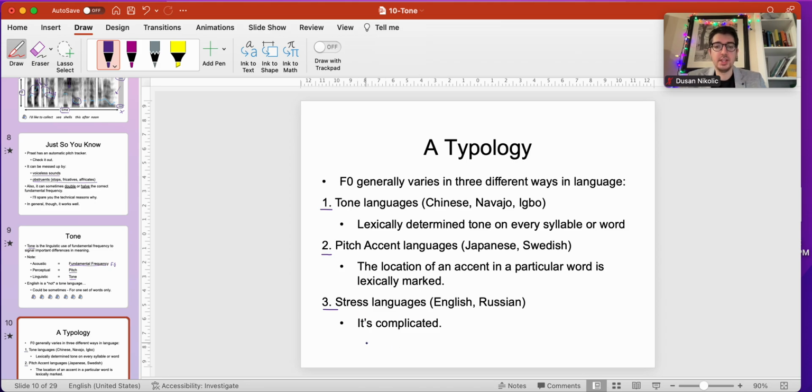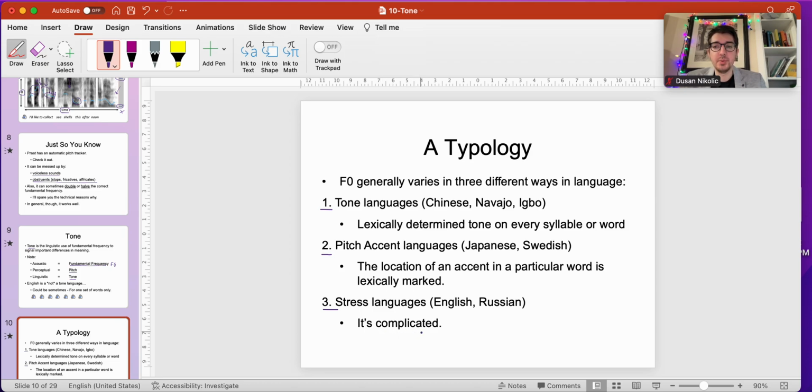Stress languages, well, stress languages are English and Russian. Remember examples with contrast, contrast, permit, permit, export, export, and so on and so forth. Stress also determines meaning in languages such as English, but it's complicated.